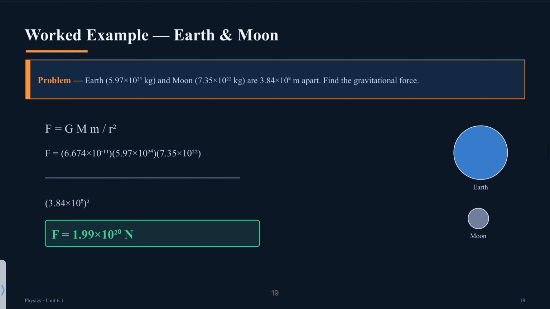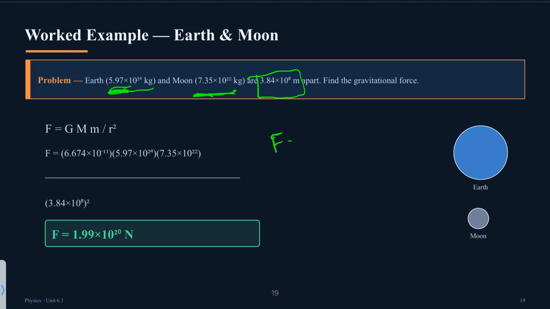So let's try an example. The Earth is 5.97 times 10 to the 24 kg. The Moon is 7.35 times 10 to the 22. And they're both 3.84 times 10 to the 8 meters apart. We need to find the gravitational force.